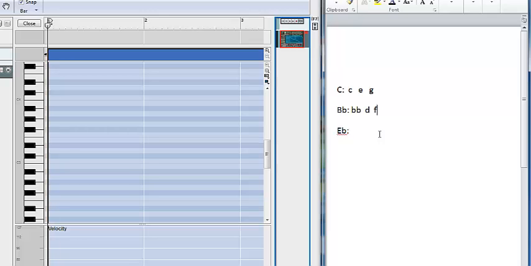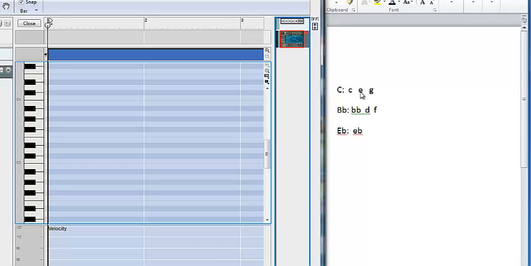Let's do the same thing for the E flat. We know that the first note is going to be E flat. Now what's the distance between C and E flat? Well, here's C. We can count up to get to an E flat. So C, 1, 2, 3 notes get you to the E flat.